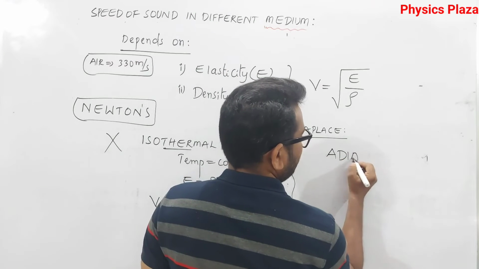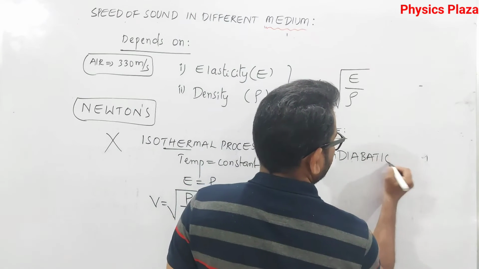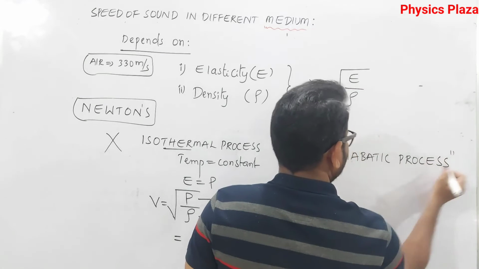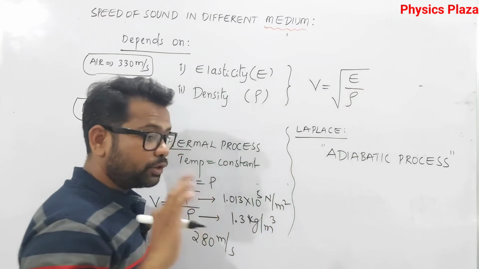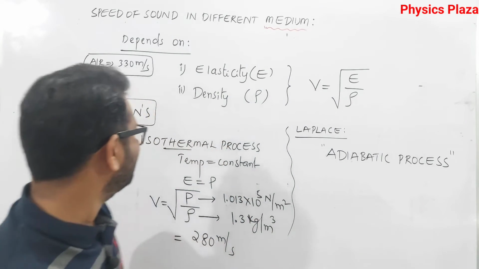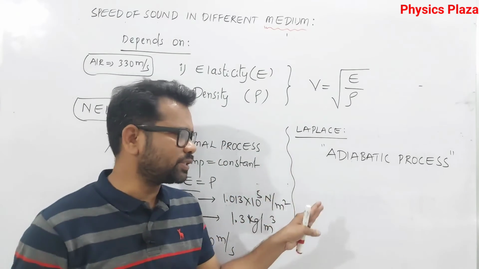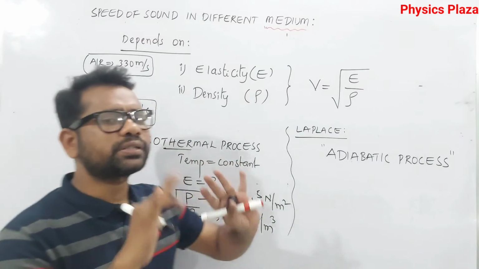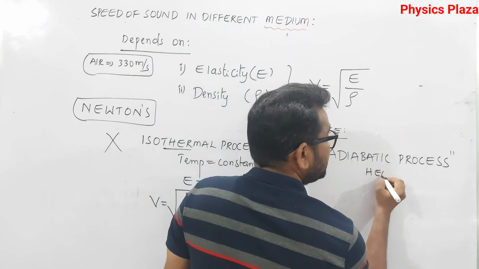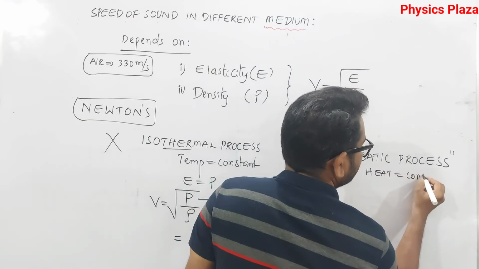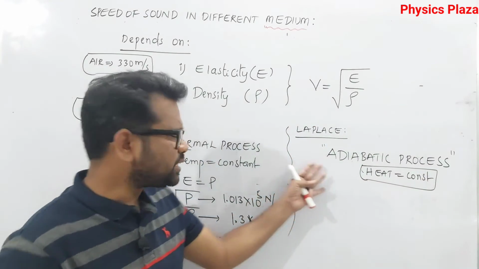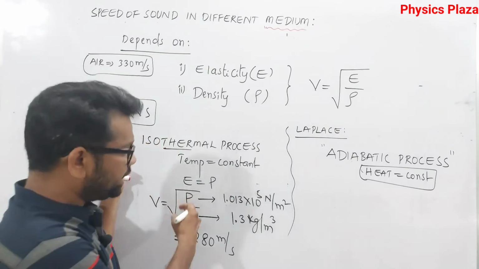Children, these terms, isothermal and adiabatic, you are going to learn in intermediate first year, in thermodynamics. Just remember, what is isothermal process? The process in which temperature remains constant. What is adiabatic process? The process in which heat remains constant, but temperature changes. He did not do any new things, children. He just made some corrections to Newton's equation.